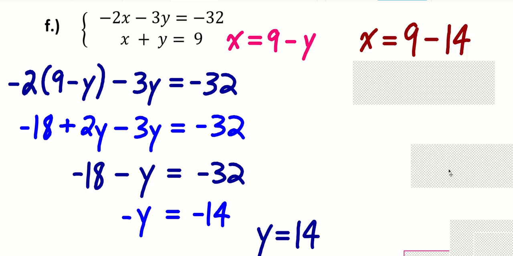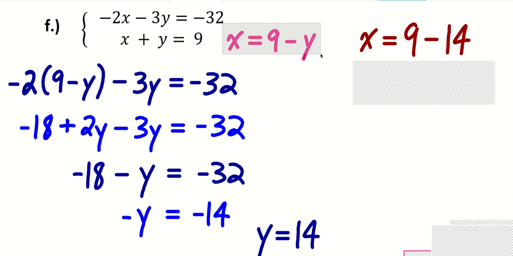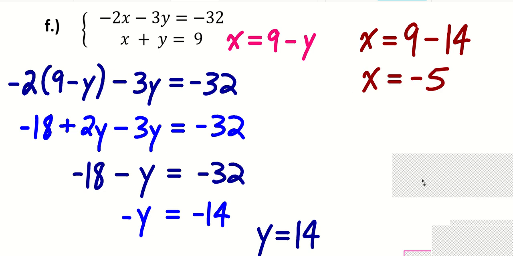Use this answer to solve for x. And again, if you're working the smartest, you can use this equation. It's not one of the original ones, but you can plug 14 in for that y and just end up with x equals 9 minus 14, which is -5. So that's a bunch of examples on the substitution method, and that does it for this video. It was a doozy.